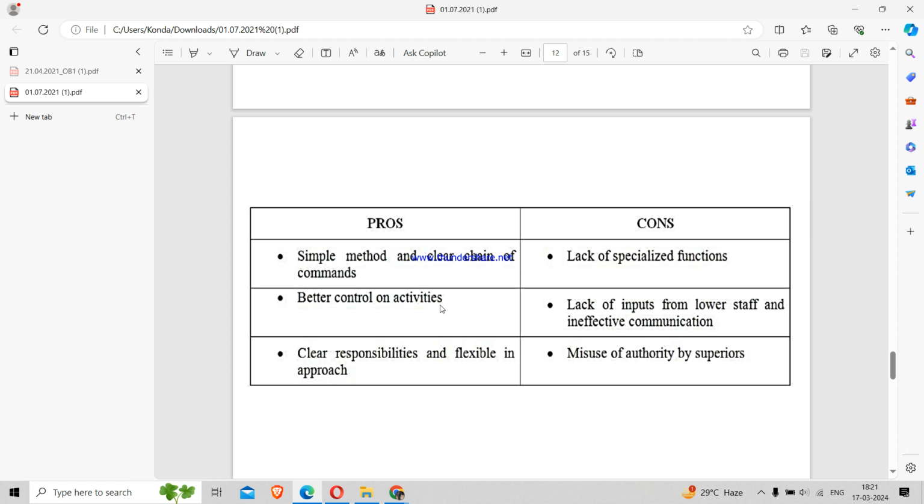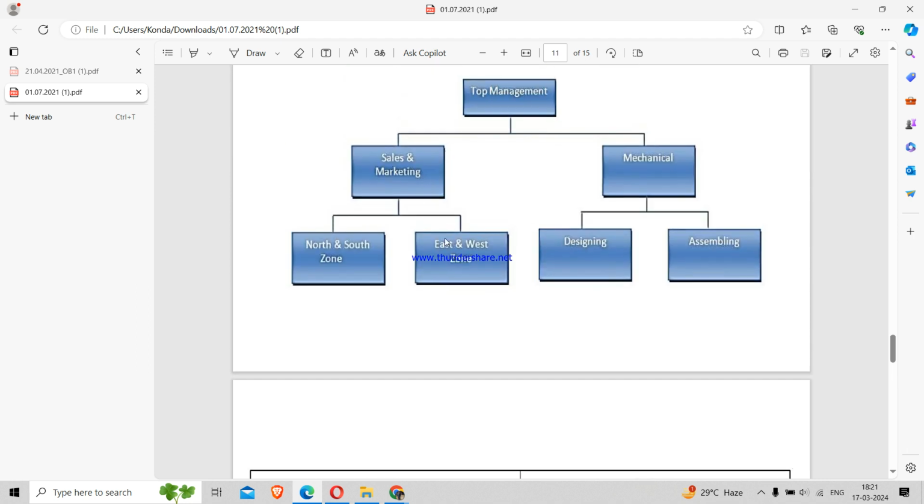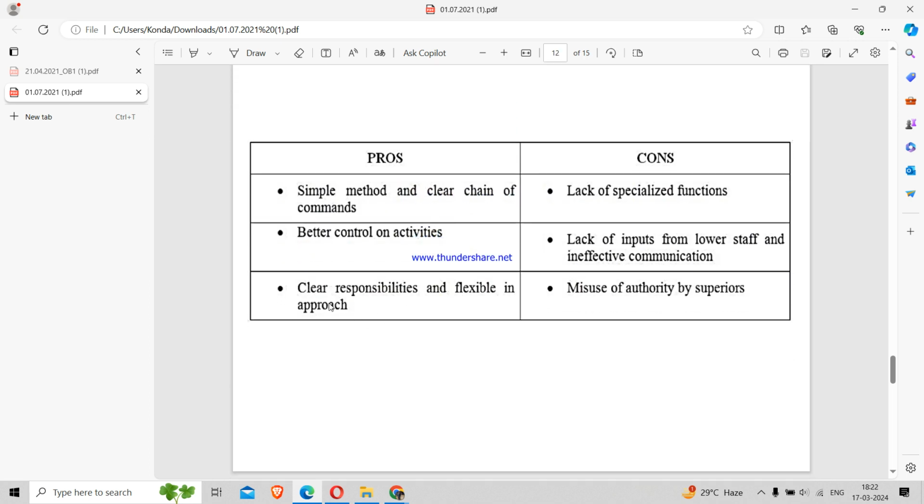Suppose it is seen that the east and west zone is not able to do proper sales, so you can catch the east and west zone without disturbing the other aspects of the company. You can catch them and ask what the problem is, why they are not able to produce the maximum output, and accordingly you can rectify the system as per the need without disrupting the whole system. The next pro is clear responsibility and flexibility in approach. Each one of the employees has clear responsibility based on their supervisors' words. They have clear responsibilities.